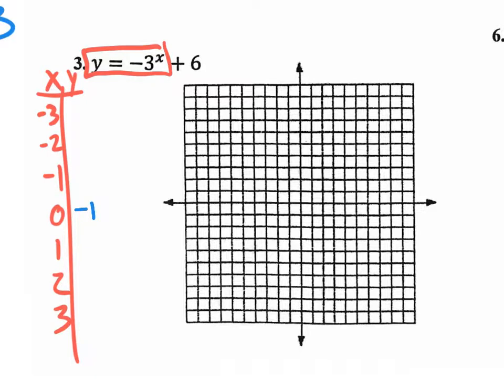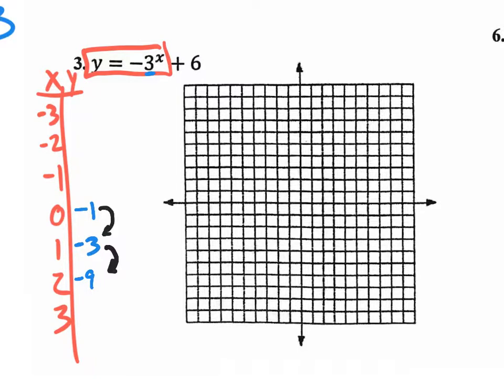And now at this point, you could focus in on your growth factor, which is 3. So if I take the -1, multiply it by 3, I'll get -3. And if I take that -3 and multiply it by 3 again, you'll get -9.